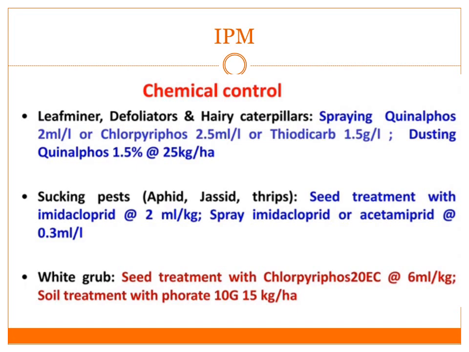Can also do seed treatment with imidacloprid, and that's for the sucking pest. And for white grub, we can do seed treatment with Chlorpyrifos 20 EC at 6 ml per kilogram. And we can also do soil treatment with 4-8 10 G, 15 kilograms per hectare. And the pheromone lure should be applied at an equal distance in the field. And also, imidacloprid should be sprayed for the control of biting and sucking insects. You can also use neem oil as organic insecticides.